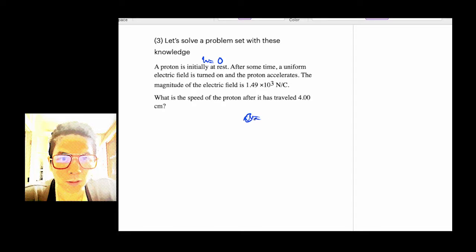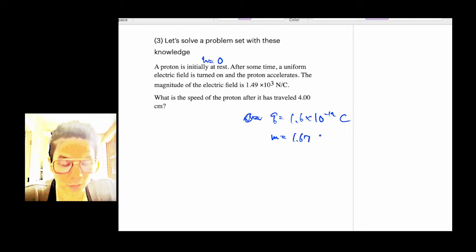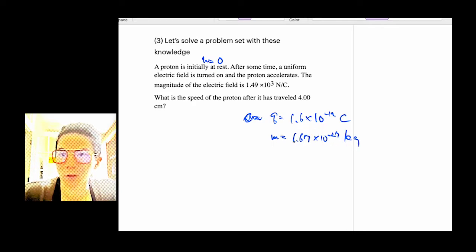Usually the charge Q is provided, so you don't have to remember it. It is 1.6 times 10 to the negative 19th coulomb. And the mass of the proton, again the proton is the smallest charged object, so the mass is also pretty small, but it exists. It is basically 1.67 multiplied by 10 to the negative 27th.